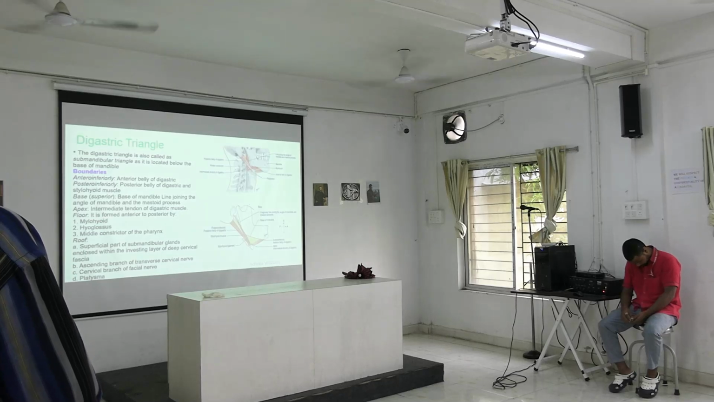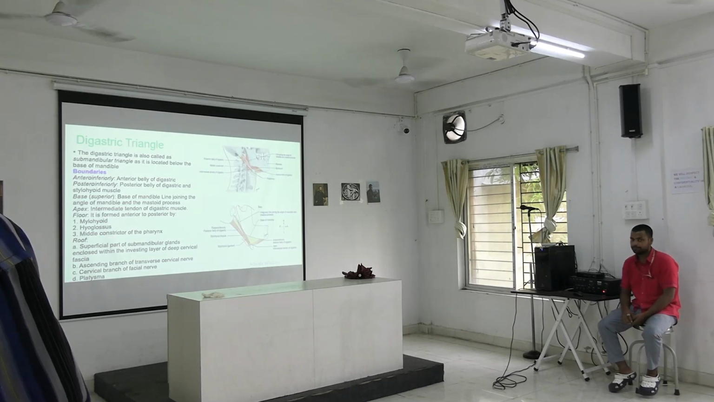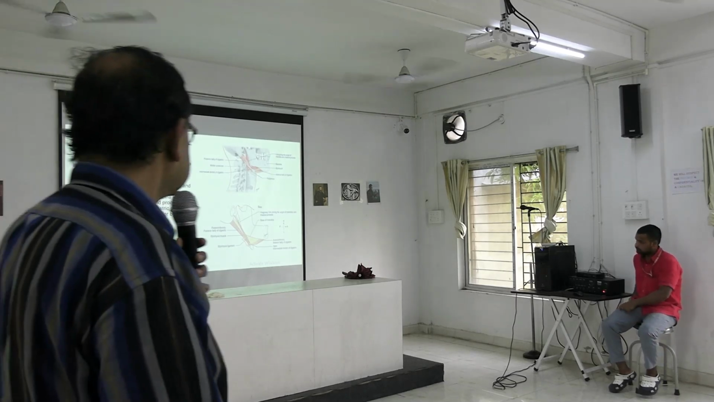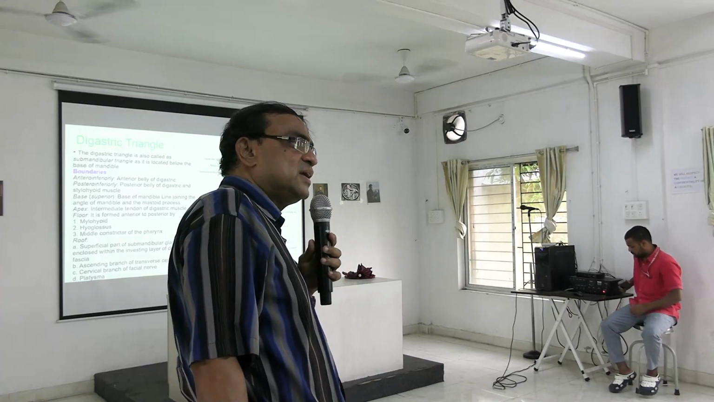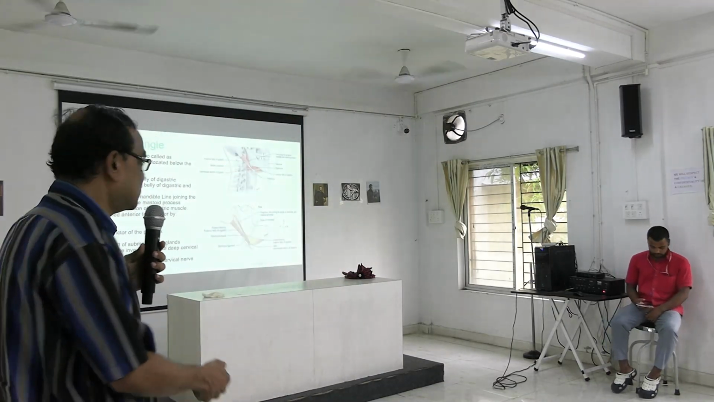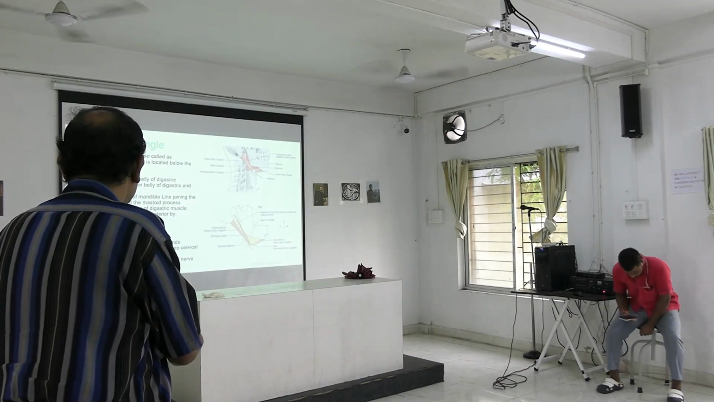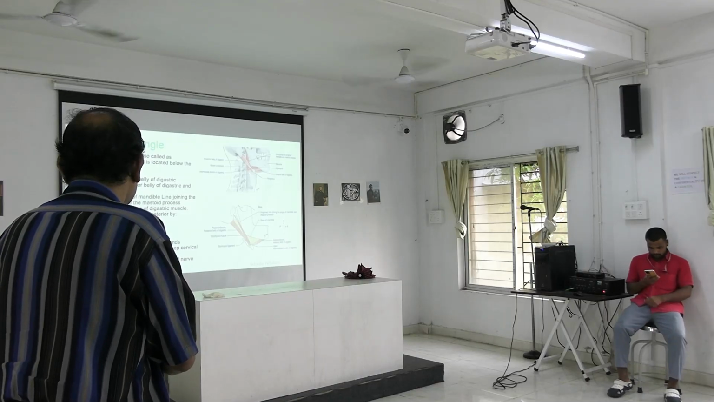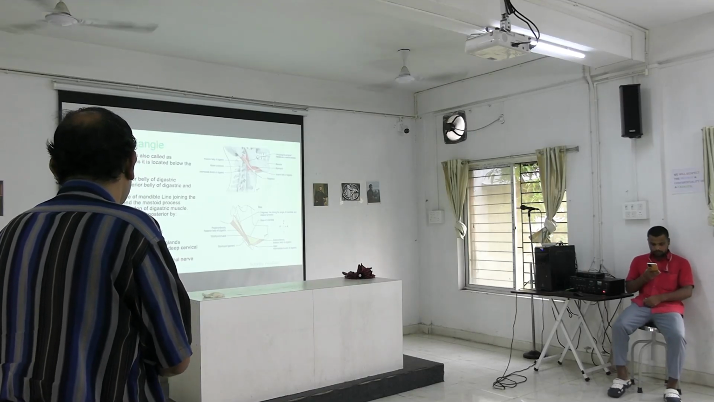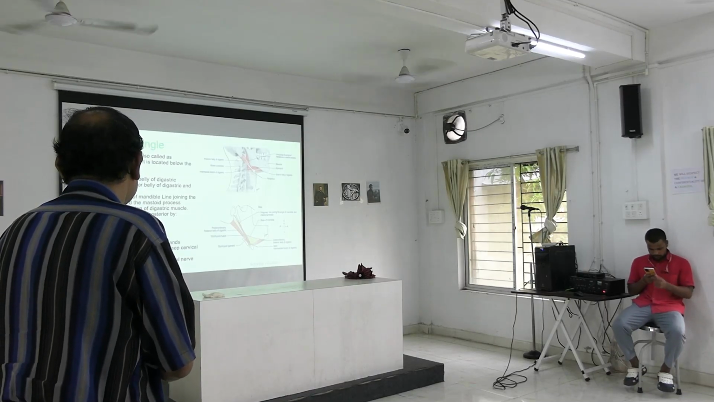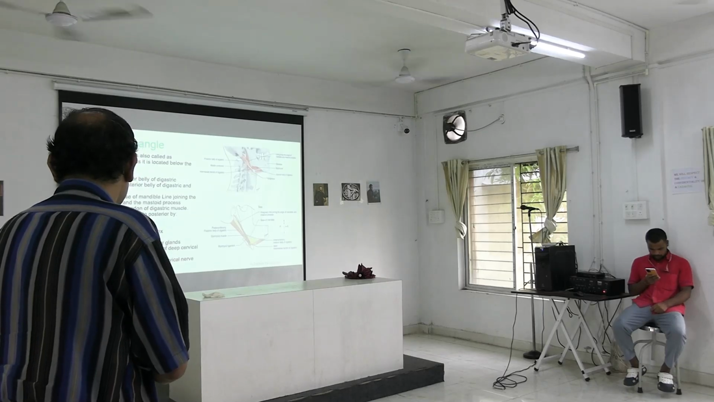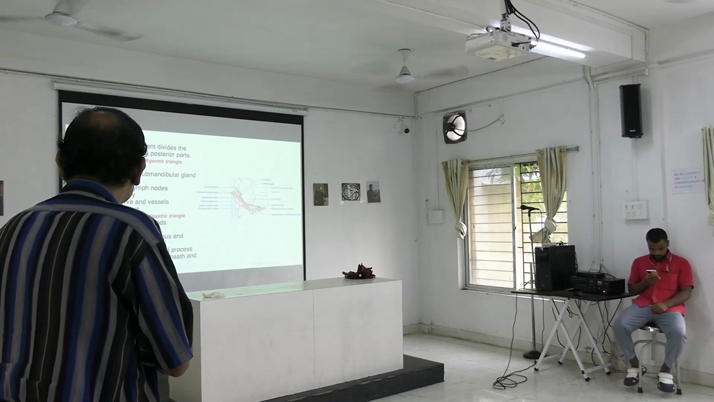So here: base, floor, mylohyoid, hyoglossus and middle constrictor. Actually this is theoretical. You cannot see it here. So ultimately you can at least say this is the mylohyoid. You cannot see the middle constrictor. Okay, so these are some structures.